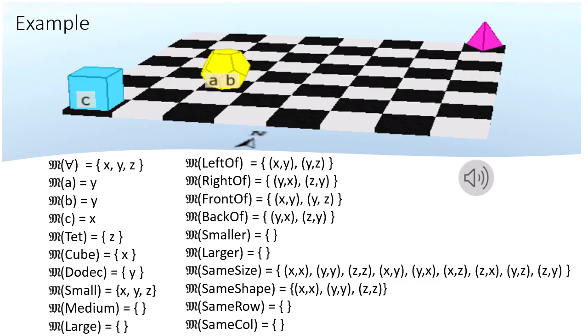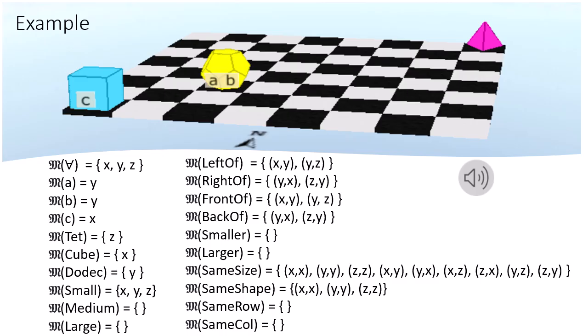So let's first talk about our constant symbols, which are A, B, and C in this particular language. When we apply our first order structure M to that constant symbol A, we get back y, which was the element in our domain of discourse that was representing that yellow dodecahedron. Likewise, when we apply M to the constant symbol B, we get back y as well, and that's because A and B reference the same element in the domain of discourse, in this case, namely y.